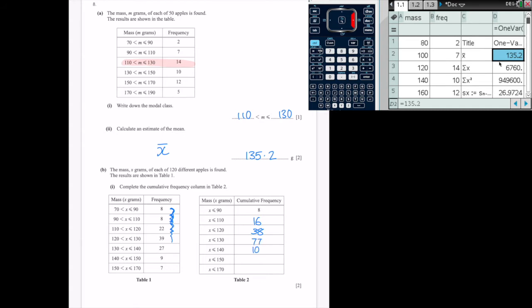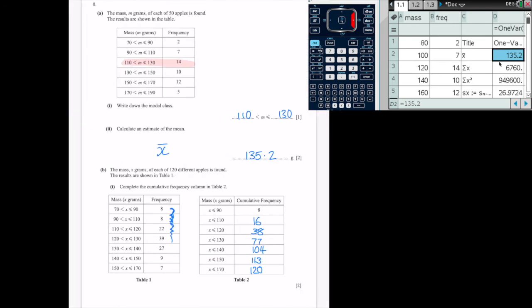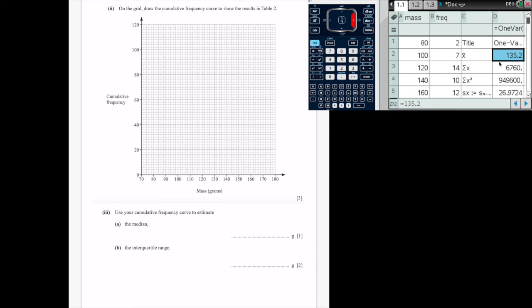So each time I'm just going to add on the next value of my cumulative frequency. And now I have that, I can use it to plot my cumulative frequency graph. So when I'm plotting this one, I'm going to be using the upper bound and the cumulative frequency. So the upper bound is here, and then the cumulative frequency is here. So for the first one, I've got 90 and 8. So I need to plot on my graph 90 for the mass, and there are 8 people at that value.